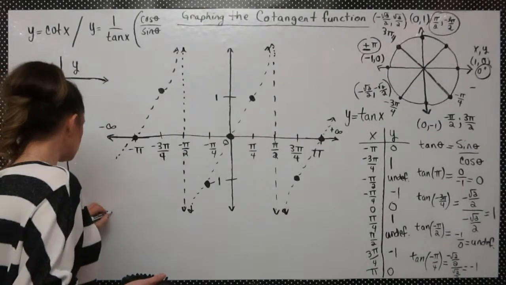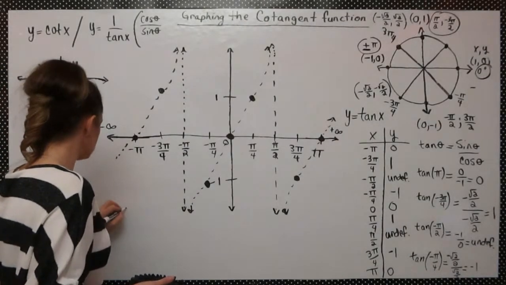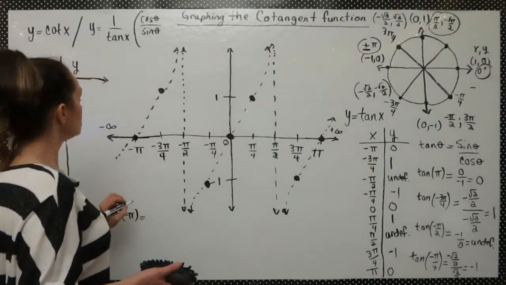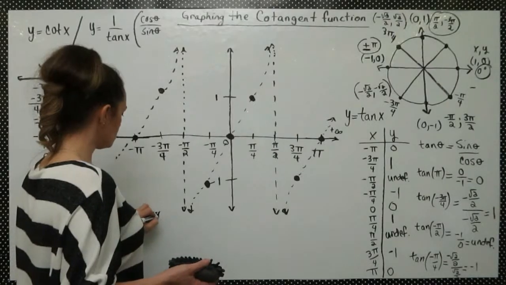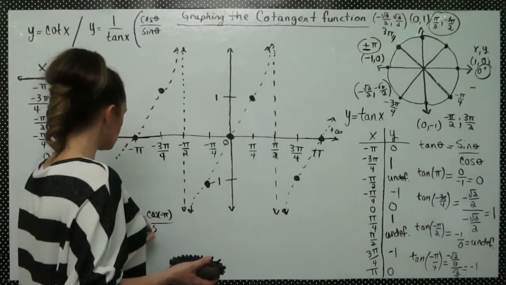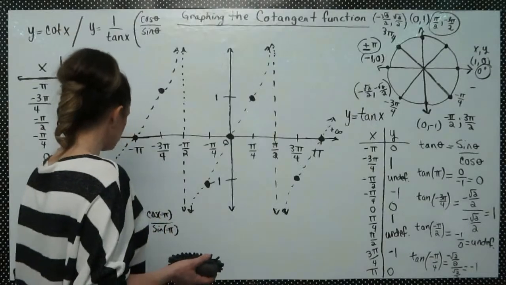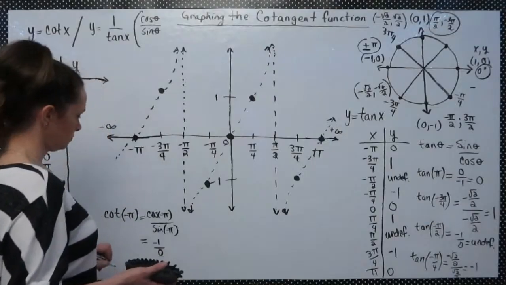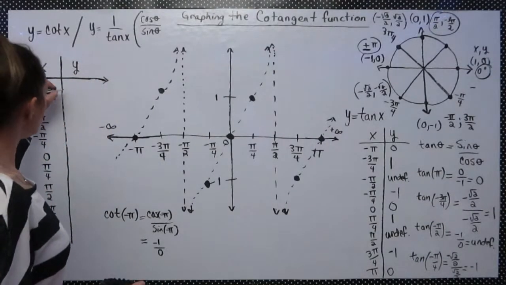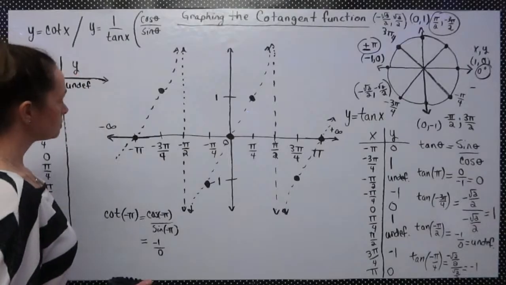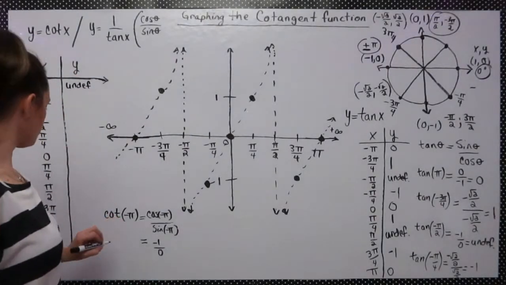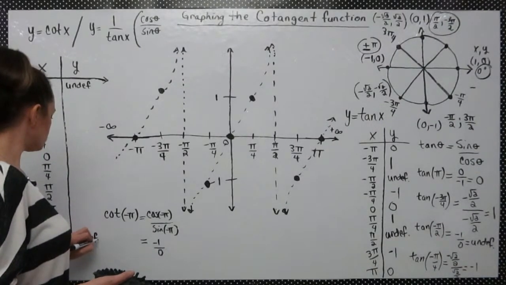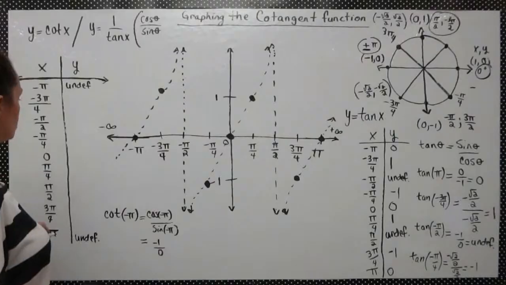So we've got the cotangent of -pi, which is cosine of -pi over sine of -pi. So that equals -1 over 0. So that first value of pi is undefined. That's also positive pi because of the cyclical function. Okay, all right, we've got those two values clear.